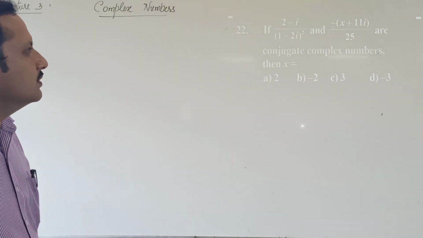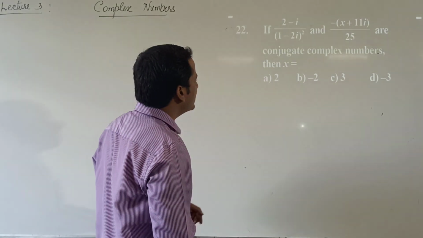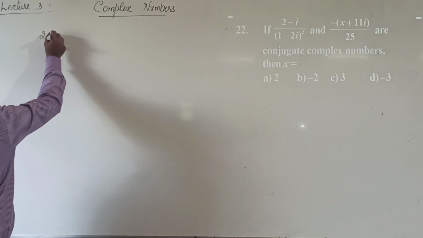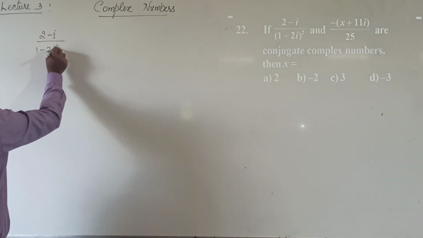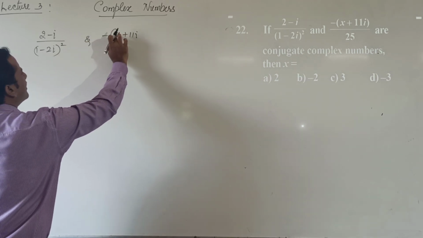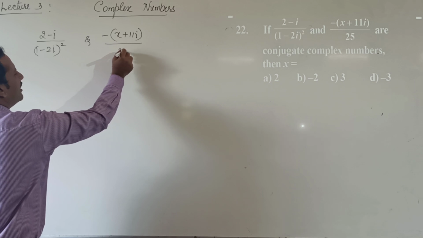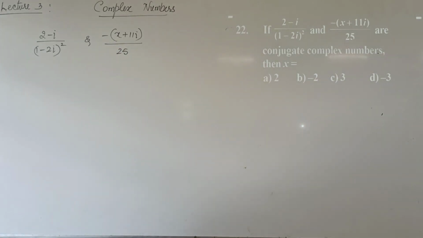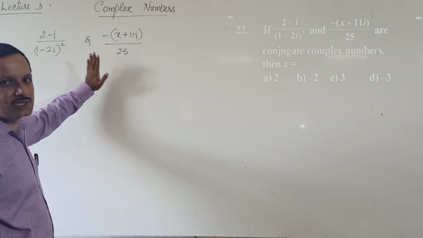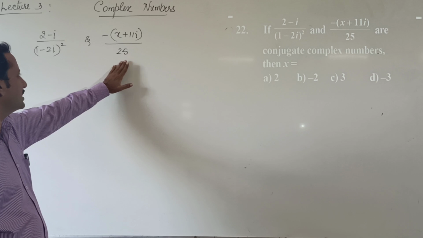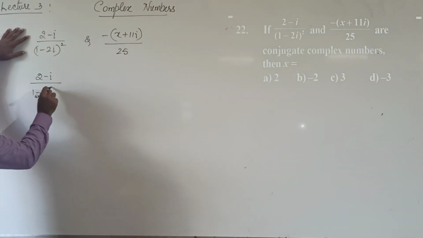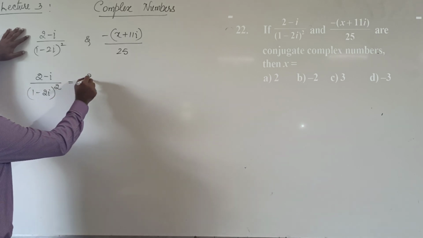Okay, so now another question. If 2 minus i divided by 1 minus 2i whole square, and minus of x plus 11i divided by 25, they are the conjugate complex numbers, then what is the value of x? So conjugate of this complex number is equal to this, then what is the value of x? Okay. I want the conjugate of this. I think already we have solved the same problem earlier. Okay. Anyway, let me solve again.